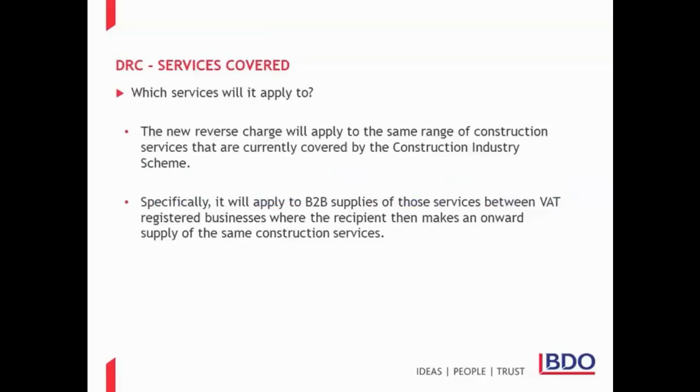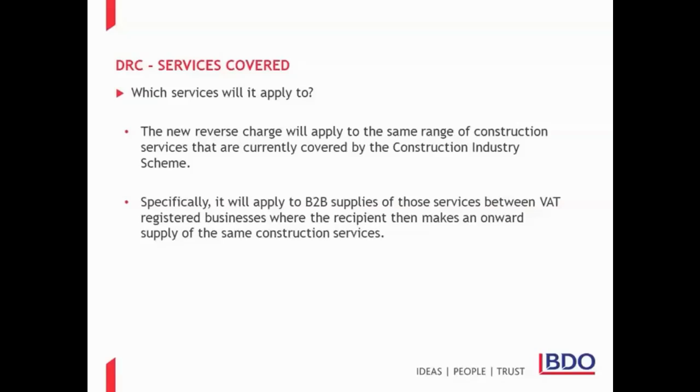HMRC's updated guidance issued on the 7th of June 2019 has clarified that this will include supply and fix works. For example, we now know that a joiner constructing a staircase off-site, then installing it on-site, is making a supply of reverse charge services, even if the charge for installation is only a minor element of the overall charge.